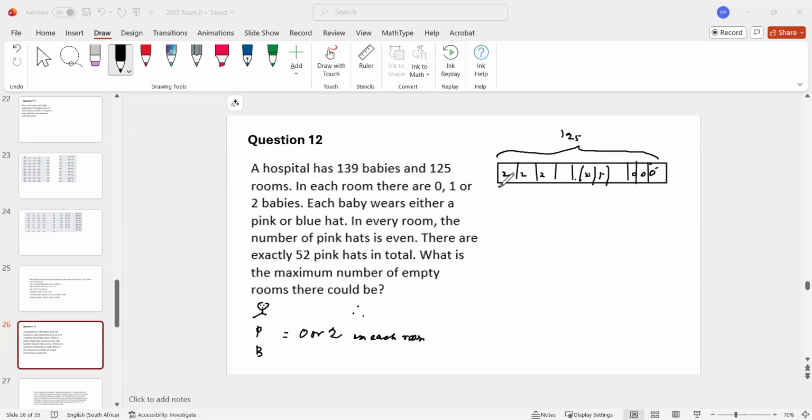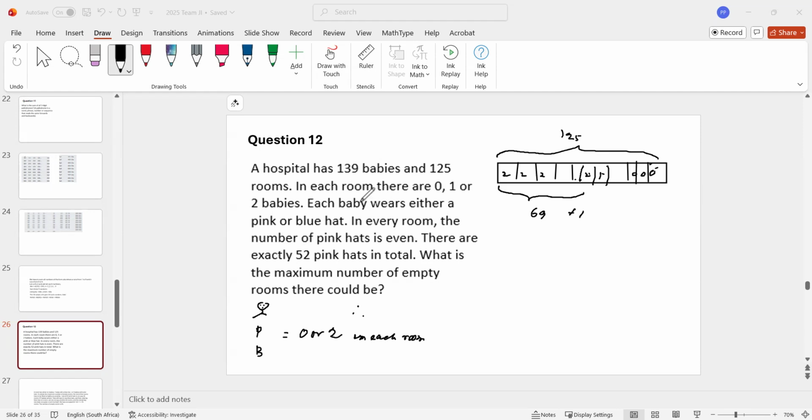So there are 69, right? You've got 139 babies. So there are 69 rooms here which are occupied, and then there's another one room here. 139 is 138 plus 1, and 138 divided by 2 is 69. That's where I'm getting the 69 from. So you can fill 69 rooms, right? Plus 1. So that's 70 rooms.